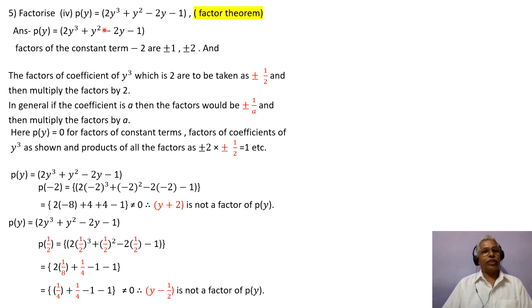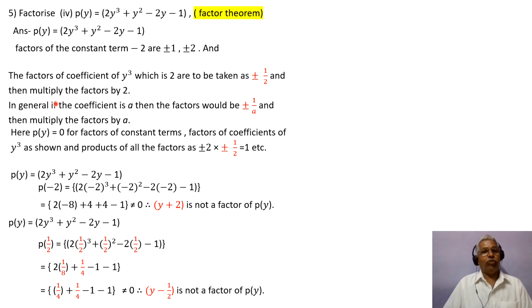The solution for the same polynomial continues till here. It was just a copy of the last slide. We were trying to substitute minus 2. So p of minus 2 equal to 2 into minus 2 cube plus minus 2 square minus 2 into minus 2 minus 1. So 2 into minus 8 plus 4 minus 1 is not equal to 0. So y plus 2 is not a factor of p(y). So all these values are over. We got only two factors.